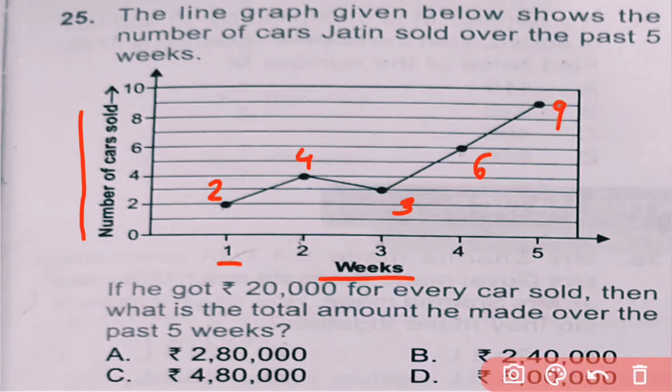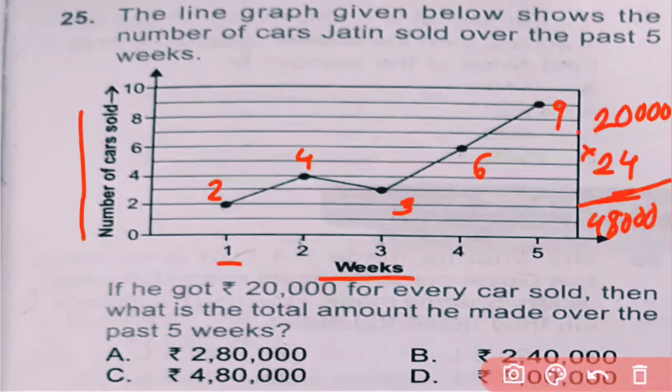Number of cars sold in the 5 weeks is equal to what? 2 plus 4 plus 3 plus 6 plus 9 is equal to 24. And he got 20,000 for every car sold. Means for 24 cars, 20,000 into 24. 24 twos are 48 and this 40. So he got 4,80,000 rupees. So here C is the correct answer.